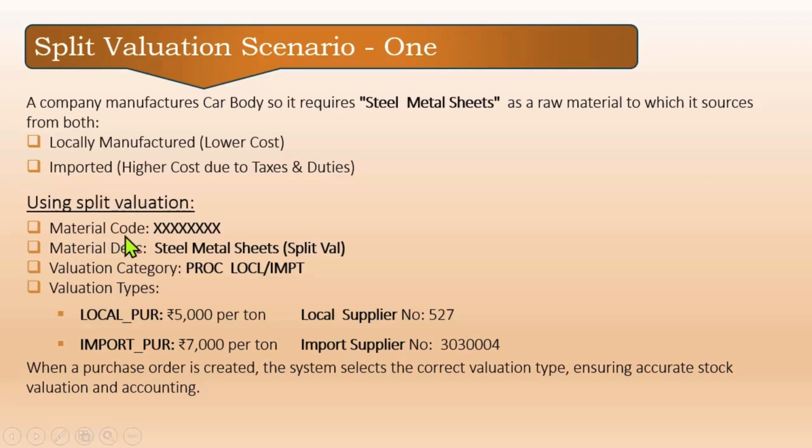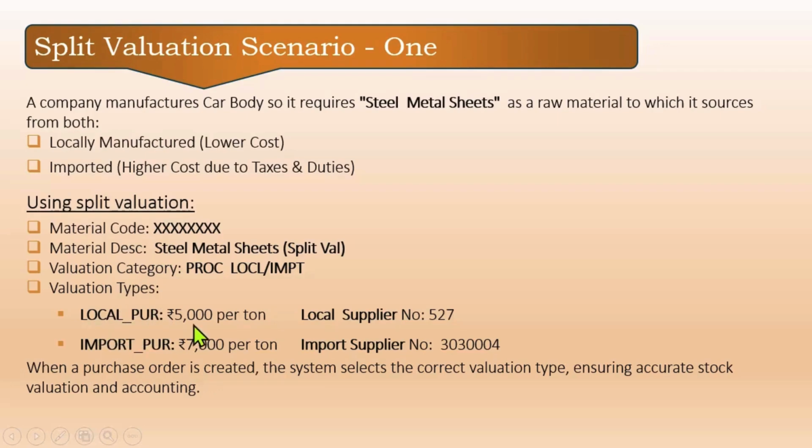what we'll do, we'll have a material code. Okay, we create this material. We'll have the material description, steel metal sheet. We'll create this material in the system, and then we'll set up the configuration. Valuation category as procure locally and imports. Valuation types will be locally purchased. This is all the configuration we'll be doing. You will understand while we do the configuration. We'll make exactly the replica of this.